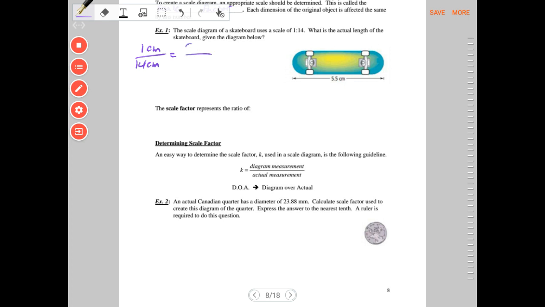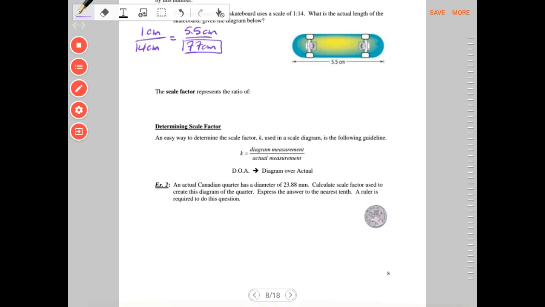So that should then go with the picture, and then in real life it would be cross multiply 5.5 times 14 divided by 1, and you should get 77 centimeters in real life. Does that seem reasonable for a skateboard? Oh, yeah, it should. All right, so the scale factor represents the ratio of the length of the image to the length of the same thing on the original. Okay, so remember that because this is the length of the skateboard in the picture, the 77 is the length of the skateboard in real life.